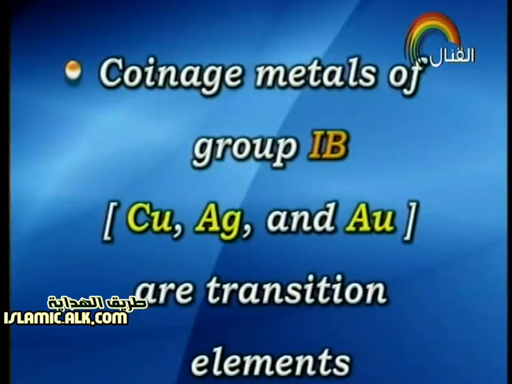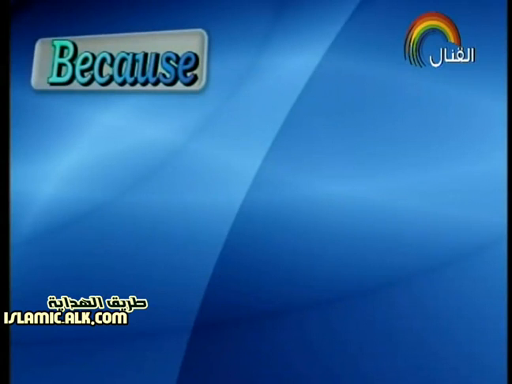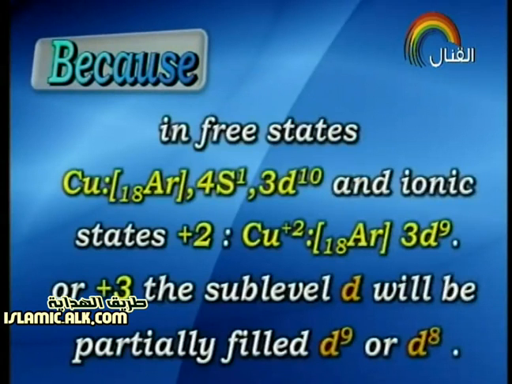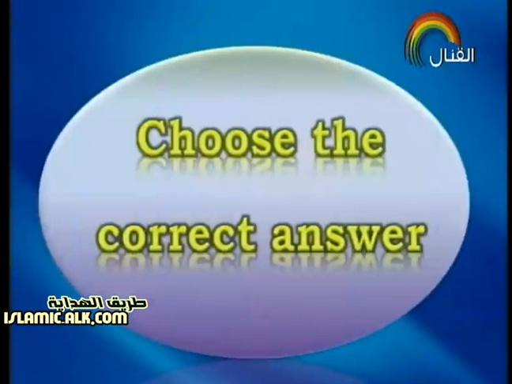Next point, coinage metals of group 1B, copper, silver, and gold, are transition elements. The reason for that: in the free state, copper is argon 18 4S1 3D10, and in the ionic state, copper positive 2 is argon 18 3D9, and positive 3, the sublevel D will be partially filled, D9 or D8. Next type of question, my dear student, is to choose the correct answer.